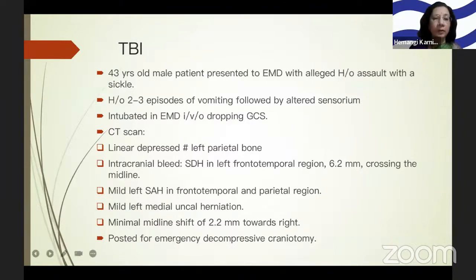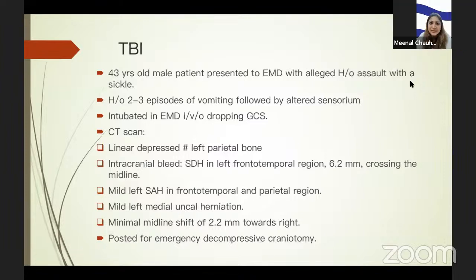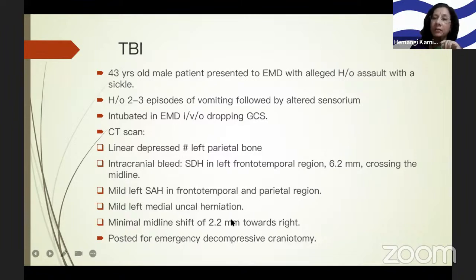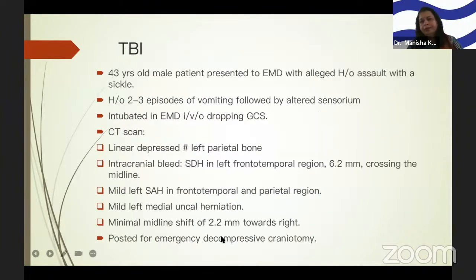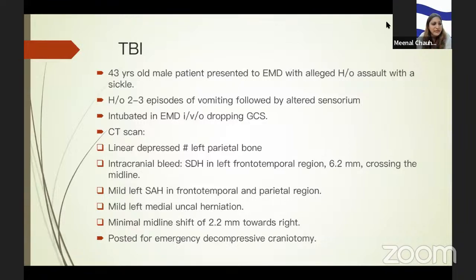May I interrupt here? Yes, ma'am. Do you mean 2.2 millimeter midline shift or 2.2 centimeters? It must be centimeters, because the patient has come for this. Sorry. Dr. Meenal, let Dr. Naresh Anand have his presentation first, and then we will discuss these cases at the end. Okay. Fine, Dr. Naresh Anand, could you please present your case? Thank you.